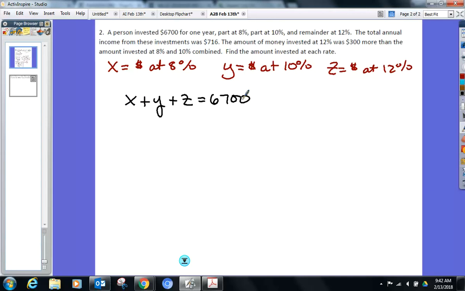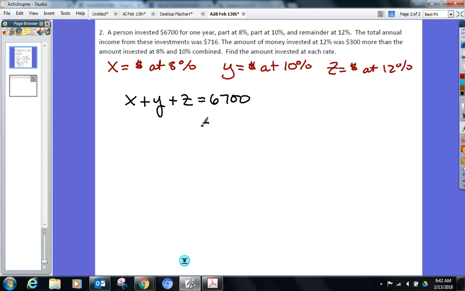Matt. Why wasn't that 716? I had 716. X was 5. But I invested $6,700 total dollars. I invested some money at 8%, some money at 10%, and some money at 12%. So all that money added together, I put in there. All right. Now here comes your 716. The 716 represents the money you got back, the income you got back after you invested here.